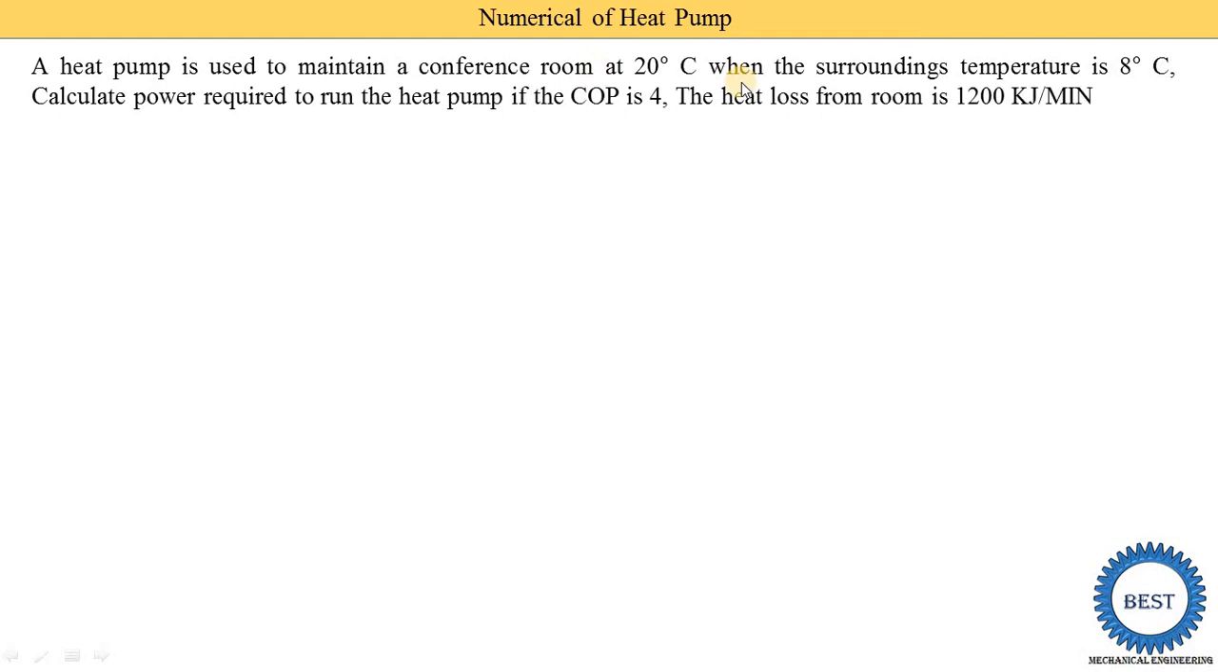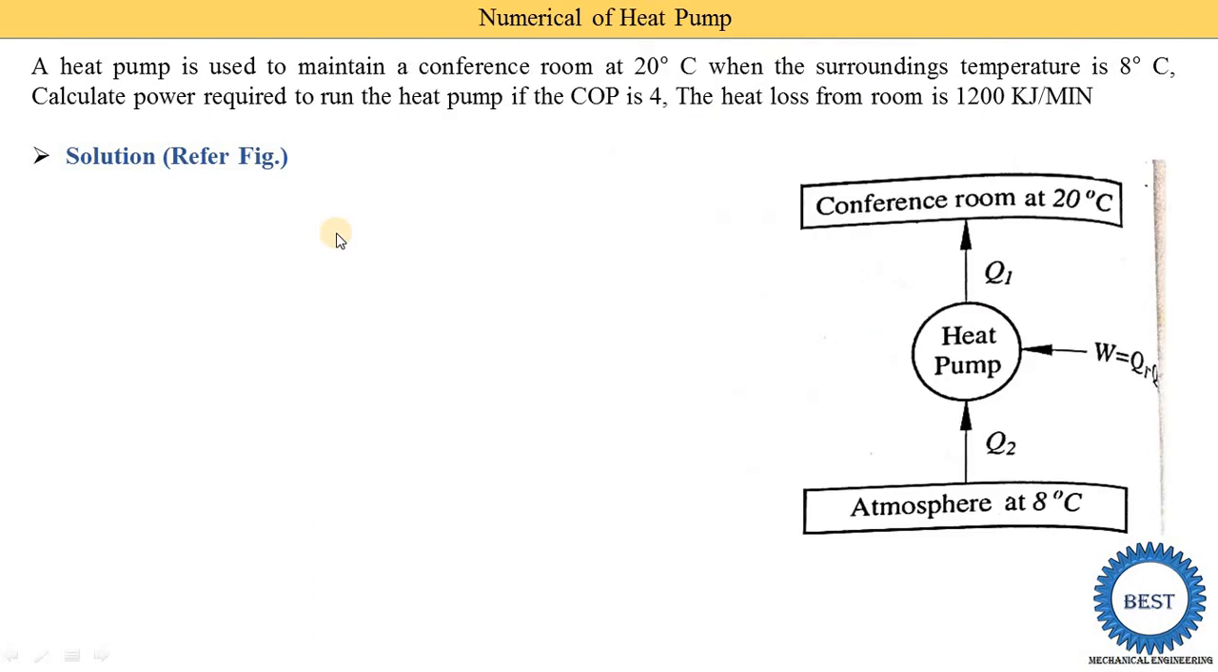That means we need to maintain the conference room temperature at 20 degrees centigrade when the surrounding atmosphere temperature is 8 degrees centigrade. So the source temperature is 20 and the sink temperature is 8 degrees centigrade. Calculate the power required, that means the work done to run the heat pump, if the COP is 4 and the heat loss from the room is 1200 kilojoule per minute. We understand this data by using this diagram.